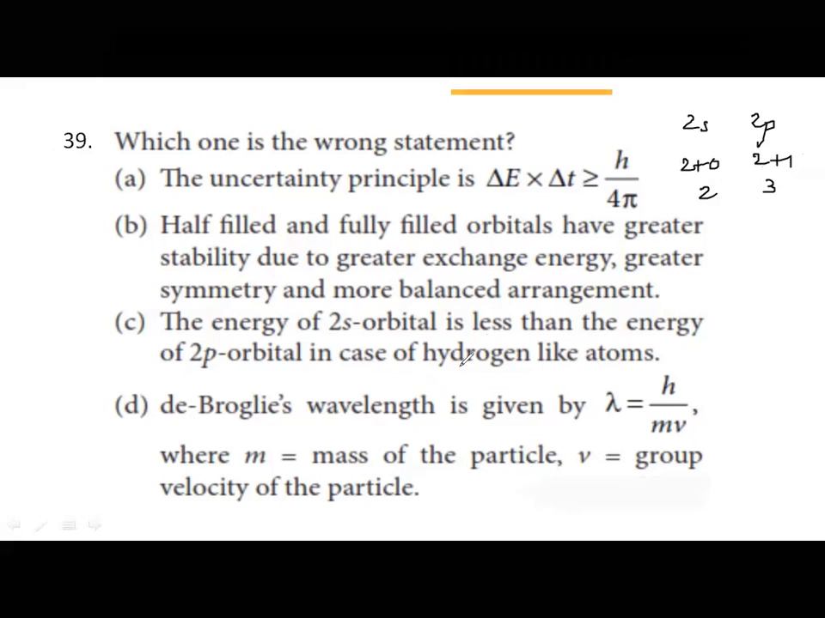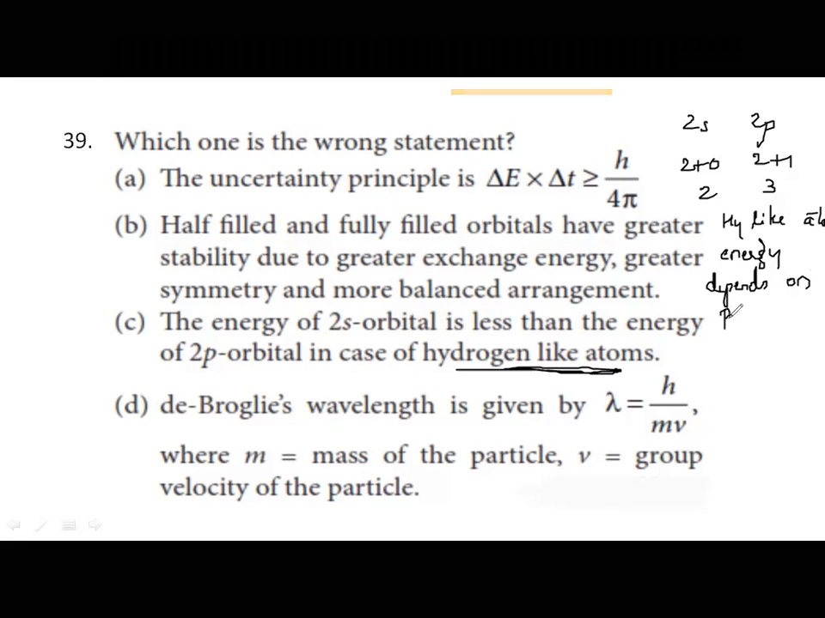In case of hydrogen-like atoms, here the question comes. This is true by the n plus l rule. But in case of hydrogen-like atoms, energy depends on what? Please make a point of it: energy depends on the principal quantum number. Here 2s and 2p have the same principal quantum number, they have the same n, therefore they will have the same energy, equal energy.